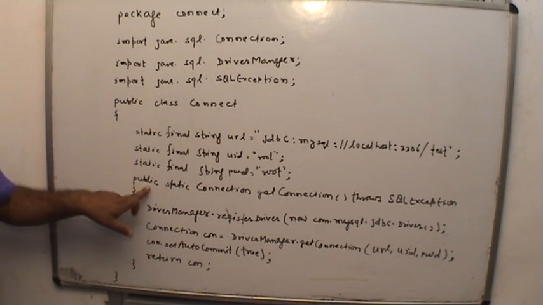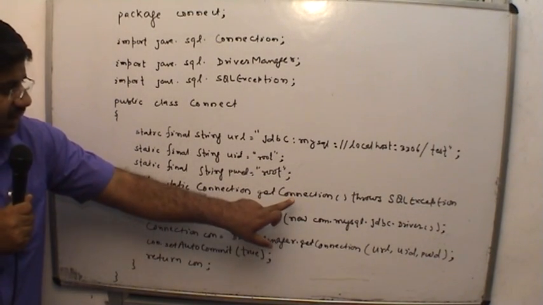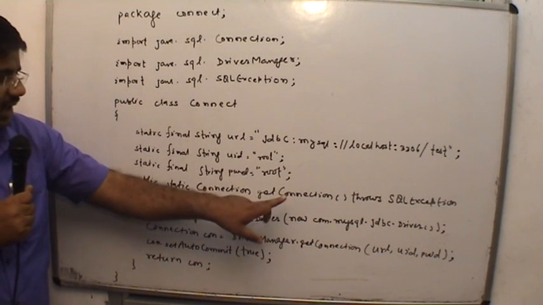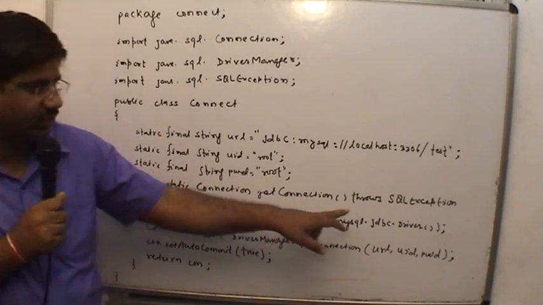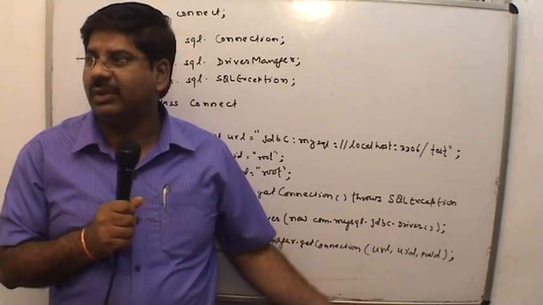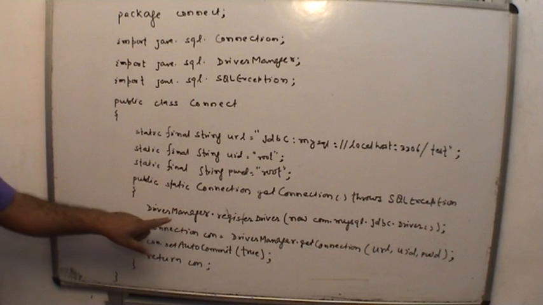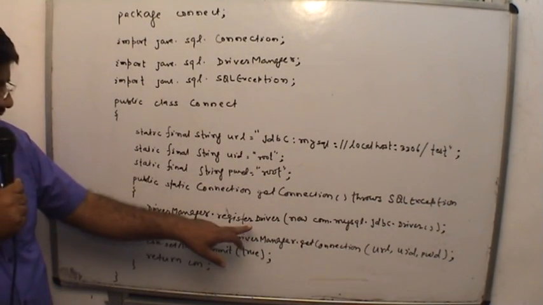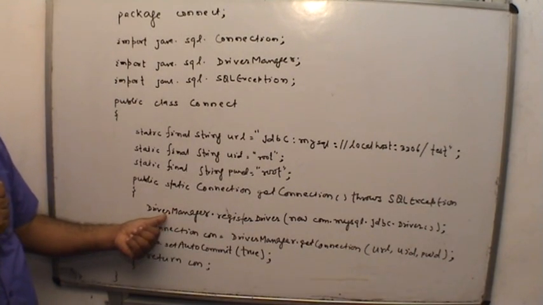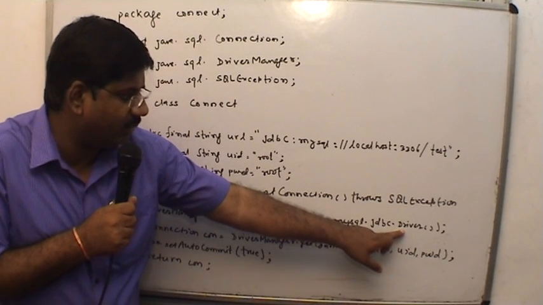Okay. This one is also public and static, and getConnection is a user defined method. You can write XYZ instead of getConnection. That throws the checked exception, that is SQLException. And now we are going to register the driver, means DriverManager, that is the name of the class, registerDriver, that is the static method of the class DriverManager. And now we have passed the driver, that is the name of the class.